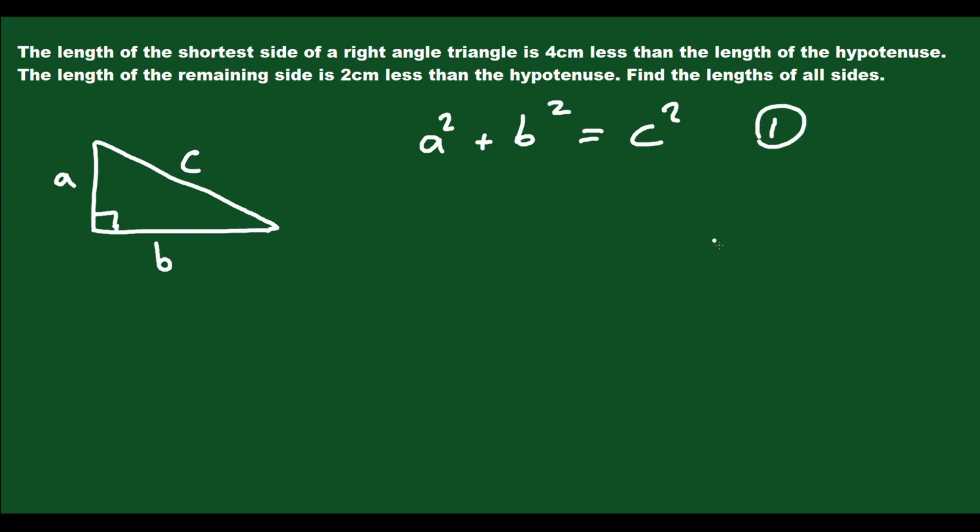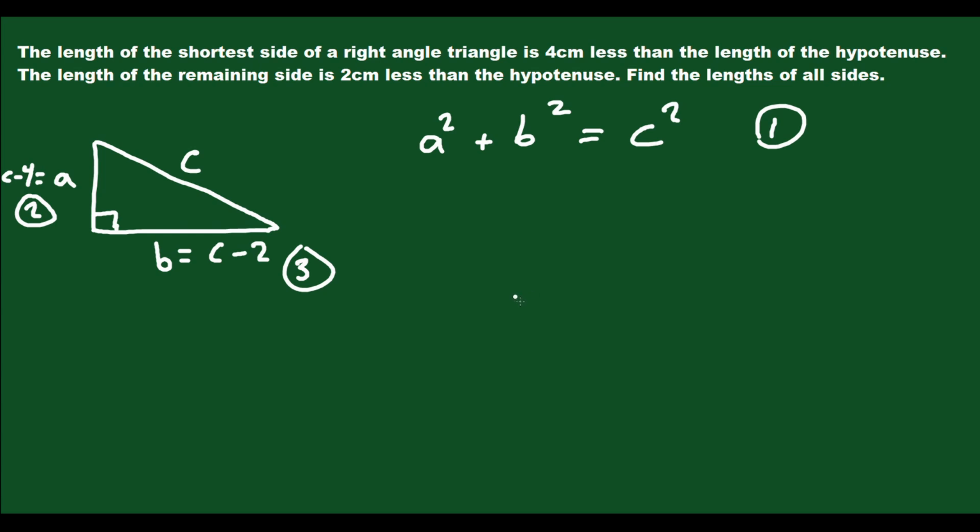But they're also giving us some more information here, right? Like we know that B, the longer side, is 2 centimeters less than the hypotenuse, so C minus 2. And A, the shortest side, is 4 centimeters less than the hypotenuse, so C minus 4. So with all that in mind, we have these equations as well, right? You call that equation 1, you can call this equation 2, and you can call this equation 3, right? So now we have 3 equations and 3 unknowns, right? A, B, and C.